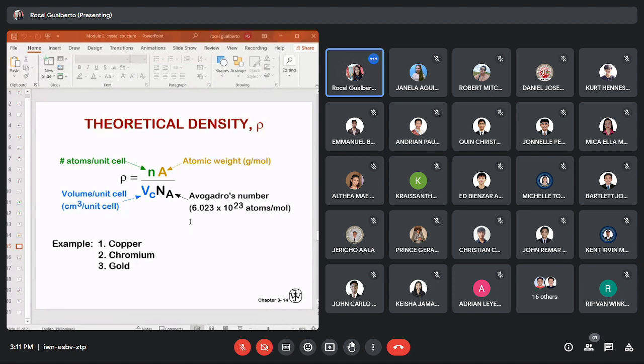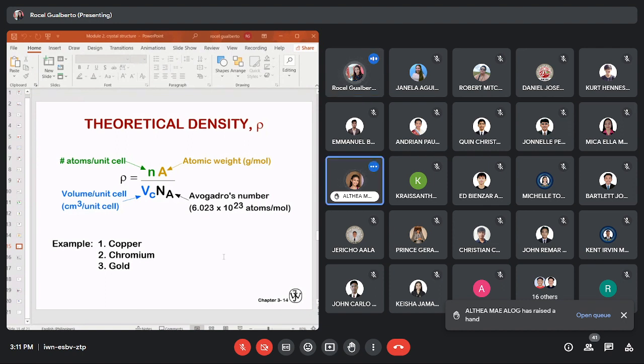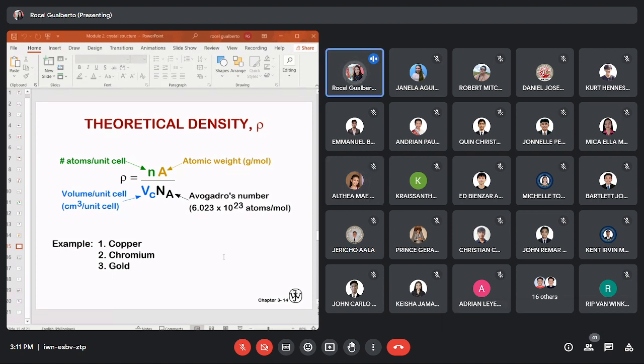Hello? Anybody? Yes, Althea? Simple cubic structure po. Face-centered cubic structure, body-centered cubic structure po, at saka hexagonal close-packed structure. Okay, correct. So yun po yung apat. We have the simple cubic, FCC, BCC, and the HCP.